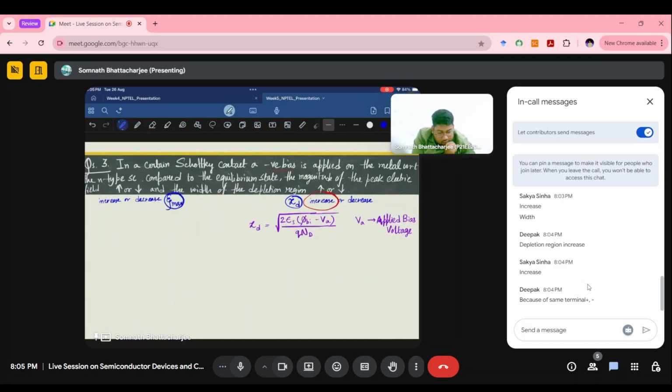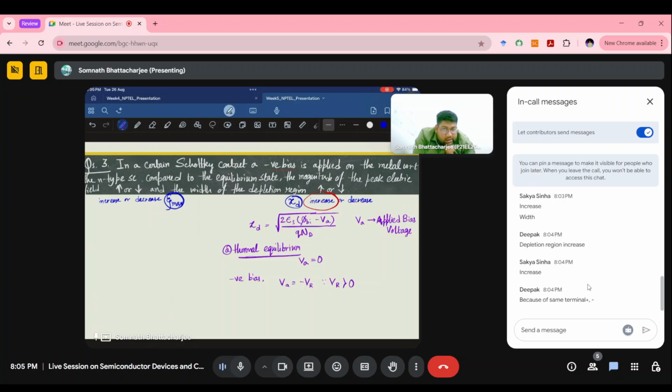Sorry. So at thermal equilibrium, VA was zero. Now, whenever we are applying a negative bias, let's write it like this. If the bias value is VR, let's say it as a constant because of the same terminal plus and minus.